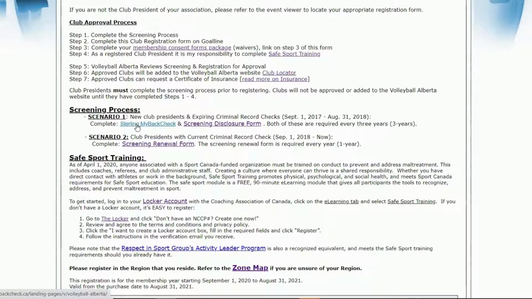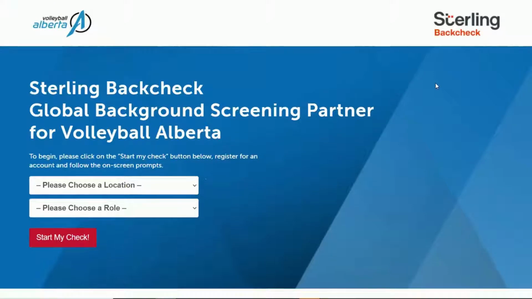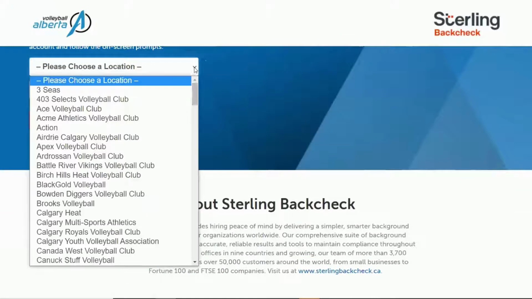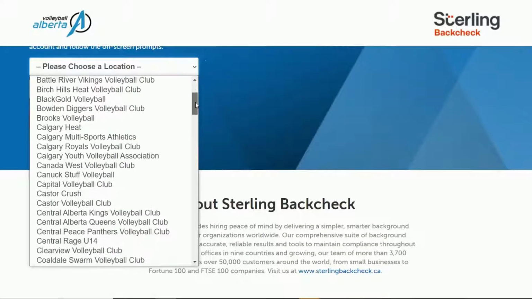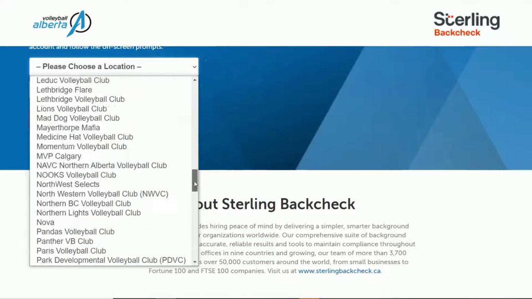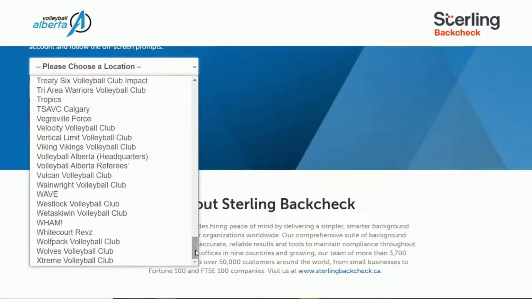If you are new and if you need to renew your check, we ask that you do so by clicking the Sterling My Back check link to be redirected to the Volleyball Alberta Sterling My Back check landing page. From here, you may choose your club from the drop-down list. If your club is not listed, you will need to send an email to our office administrator, Julie, at info@volleyballalberta.ca to have you connected with our representative at Sterling My Back check.